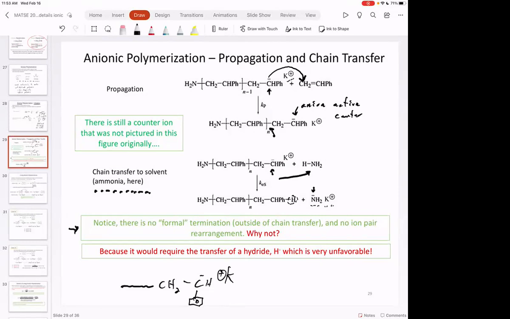And so that's cool. This note talks about hydride formation. You'd have to get rid of an H-. That's not going to work very well. There's a bunch of reasons why we don't have termination in this mechanism, but that's what's special about anionic polymerization, and that's why it's used a lot. We're going to talk about what that means.